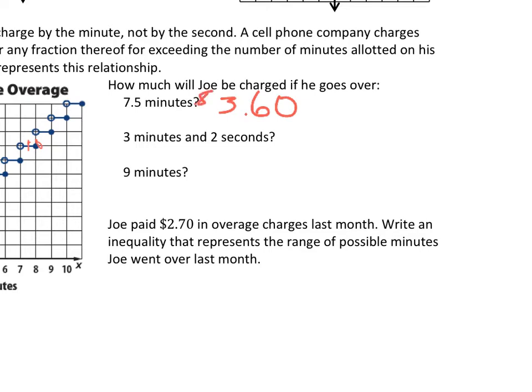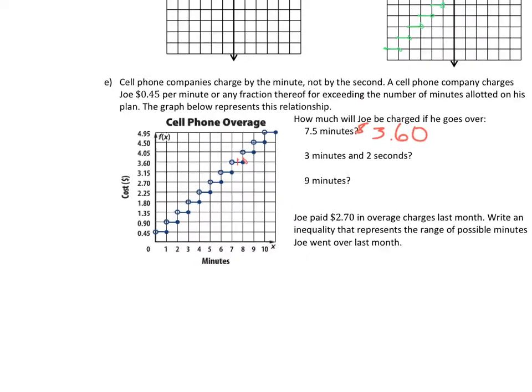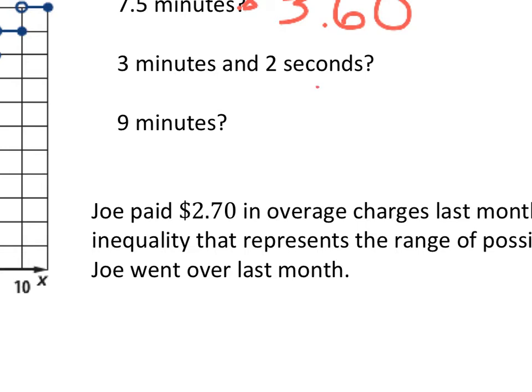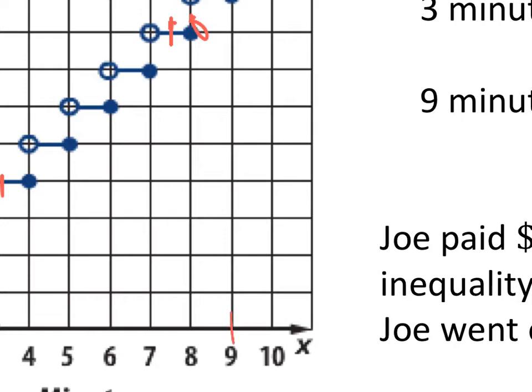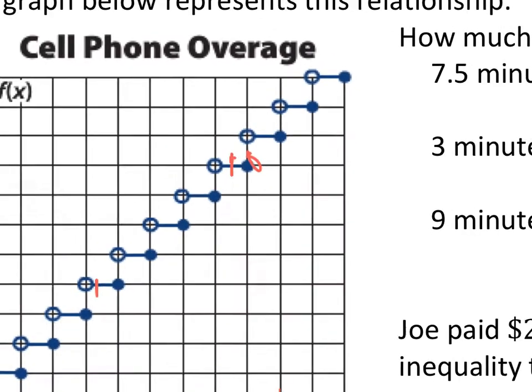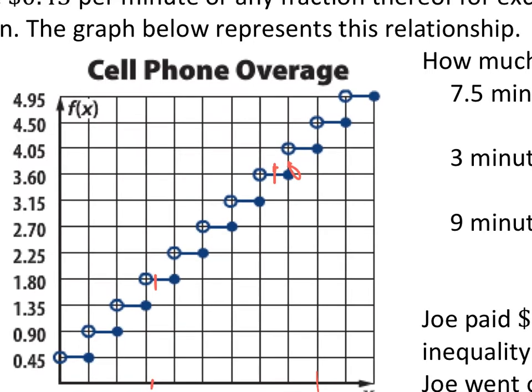Okay, what if Joe spends 3 minutes and 2 seconds? Okay, so 3 minutes and 2 seconds would be somewhere there. So we go back up here. Again, he's not paying the price for $3. He's actually being pulled up, paying the price for $4, which is $1.80. Next one, 9 minutes. So we're going to take 9 and go all the way up. So 9 minutes. As long as he doesn't go over, he's charged $4.05.